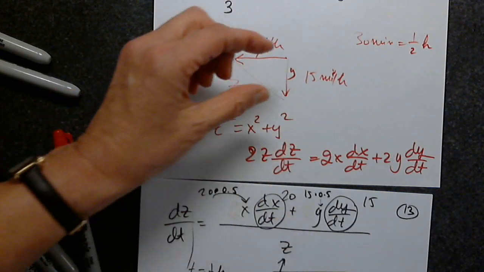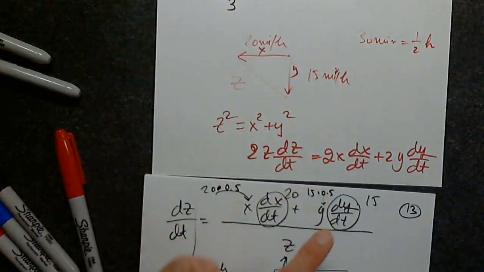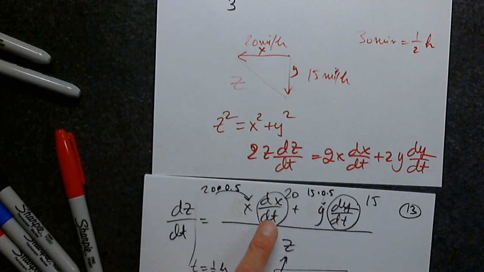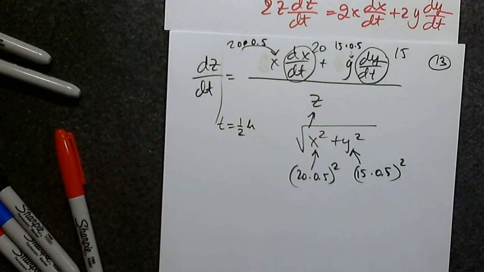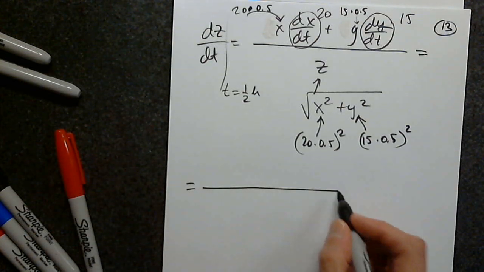Same thing for y. When time is 1/2 an hour and the speed is 15, the distance y covered is 15 times 1/2 an hour. And the rates are given to us, 20 and 15. In the same way, we determine the x and y in the denominator. So now I'll put everything raw, and then we'll calculate.